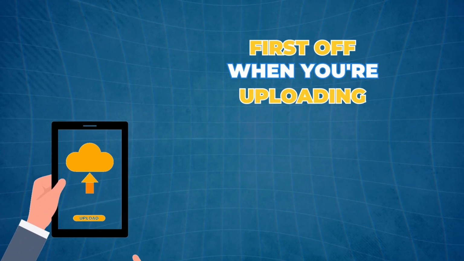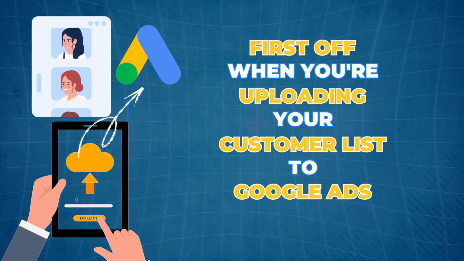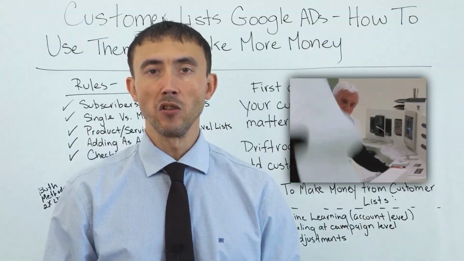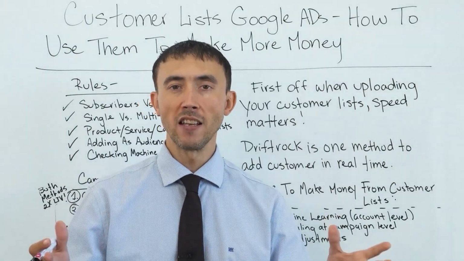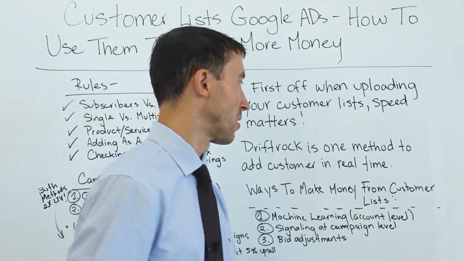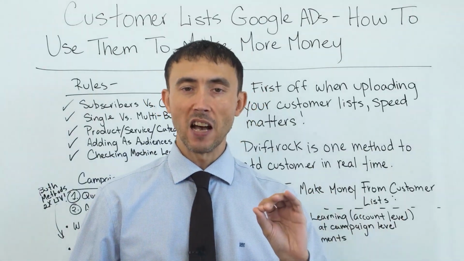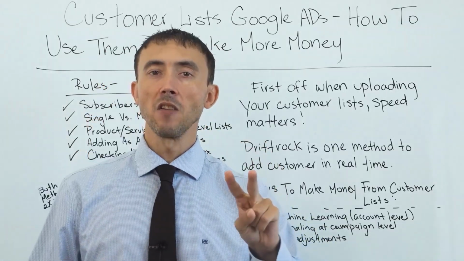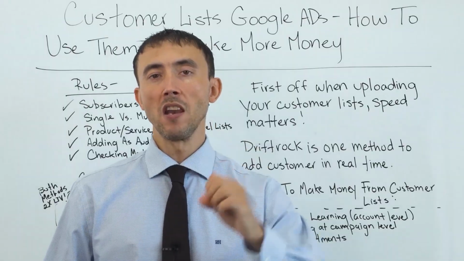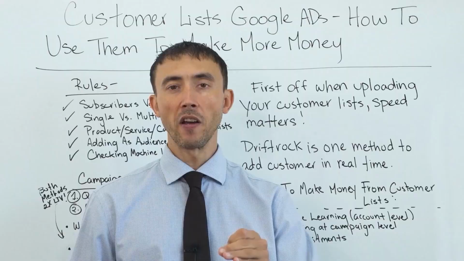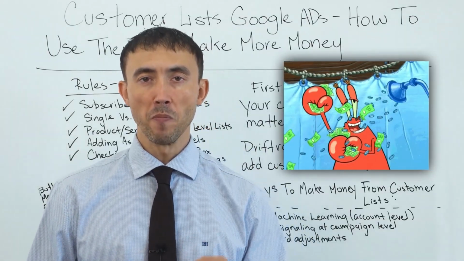First off, when you're uploading your customer list to Google Ads, speed matters. When you want to make the most money out of Google Ads, you want to get all your customer data into Google Ads so that Google Ads can utilize it to get you more customers. There are multiple ways that Google does this, which I'm going to talk about in just a second. But the key thing is you have to get it in there, first of all. Second of all, the speed with which you get it in there will affect how much money you're going to make as well. The quicker you get it in there, the more money you're going to make.